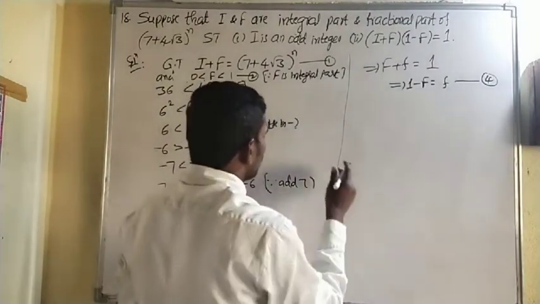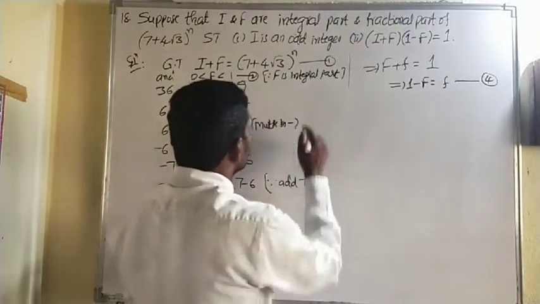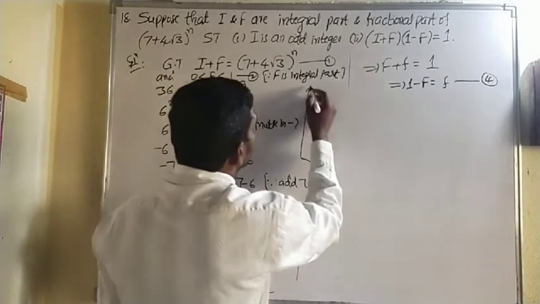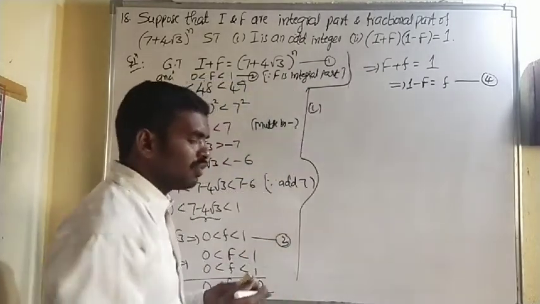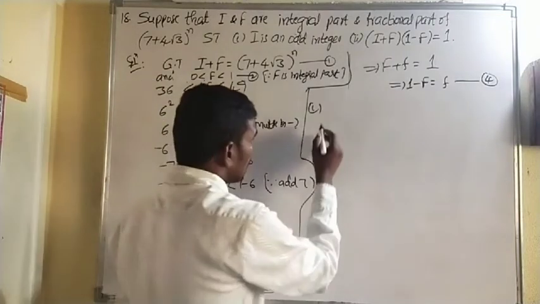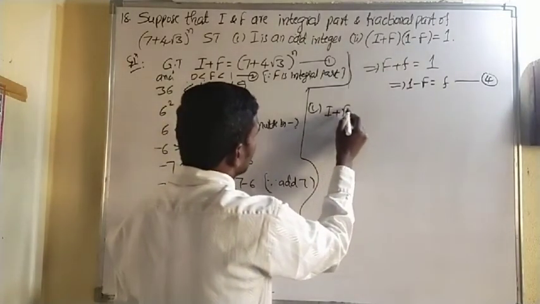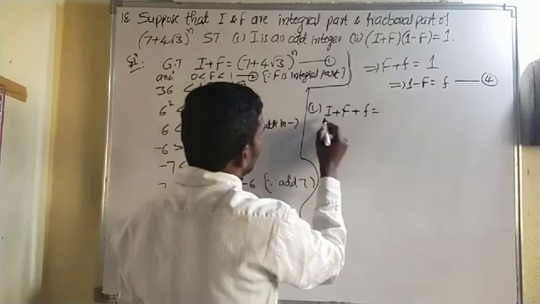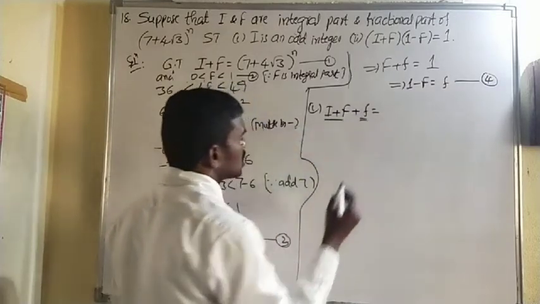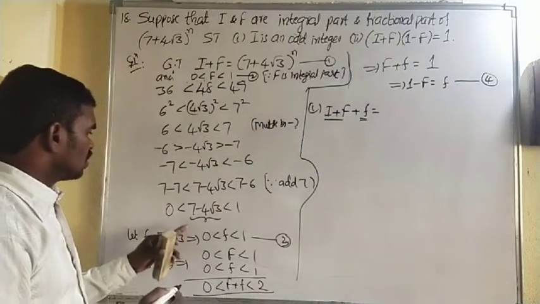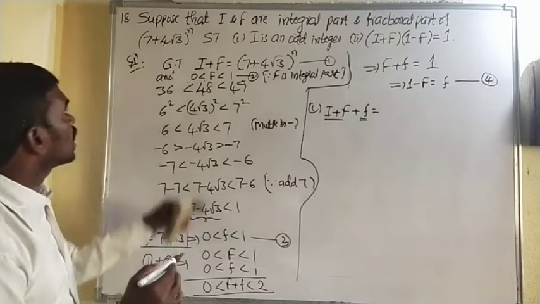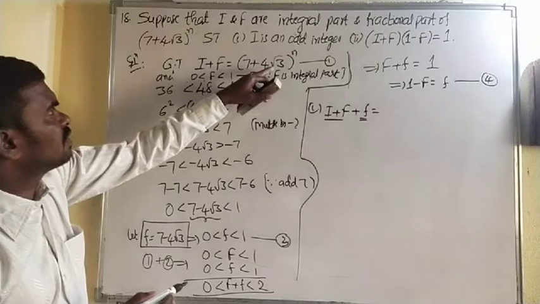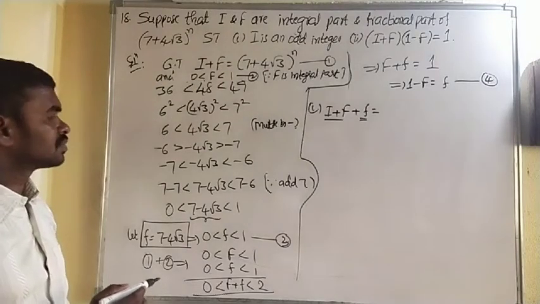For the first one, I am going to prove. To prove the first one, first of all, I am going to find capital I plus f and small f. Already, capital I plus f we know, small f also we know. Small f means 7 minus 4 root 3. Capital I plus f means 7 plus 4 root 3.